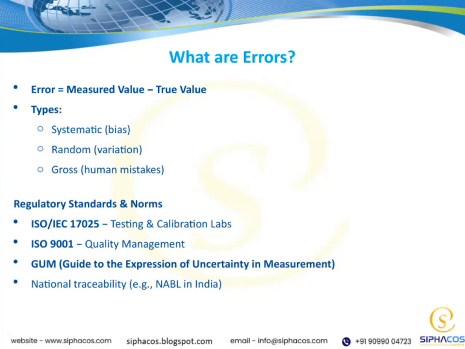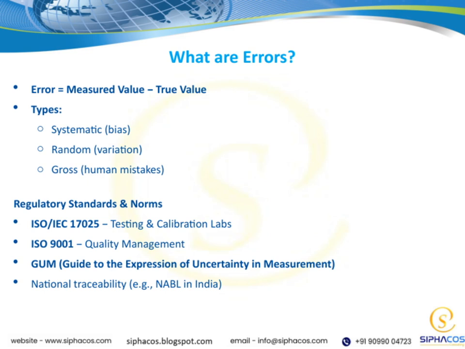Let's start by understanding what errors are. In measurement, an error is simply the difference between the measured value and the true value. It's like when you weigh something and get a reading, but that reading isn't perfectly accurate. Errors can be categorized into three main types.